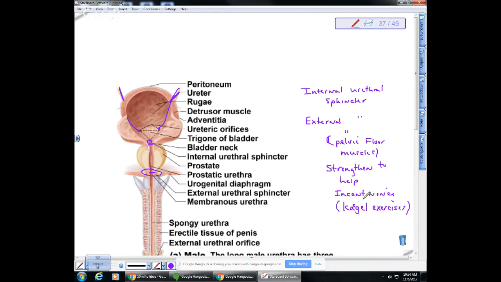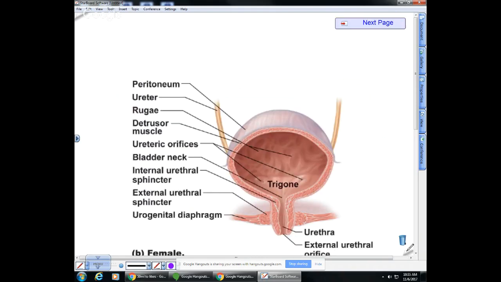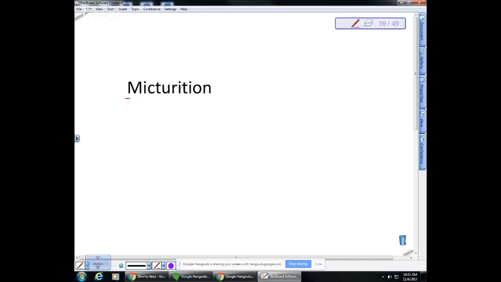Okay, so if we look at the mechanisms, when we open these sphincters, we actually have to have the parasympathetic nervous system helping to open them up. So in order for urination or micturition to occur, the parasympathetic nervous system has to be dominant, because we talked about the differences between the parasympathetic and the sympathetic. So this is the fancy word for urination. So micturition. Urination.